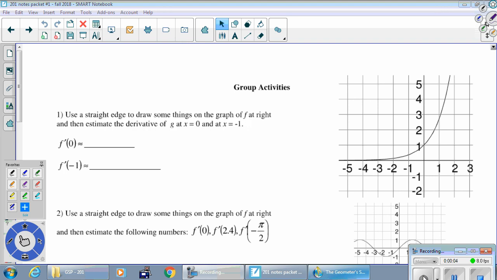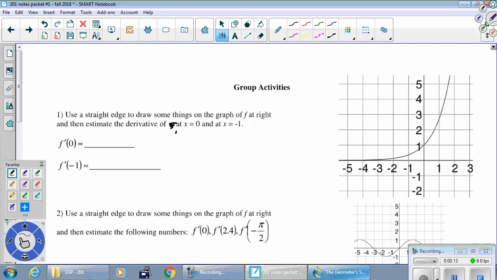Lesson 4 activities. Number 1, use a straight edge to draw some things on the graph of f at right, and then estimate the derivative of, that's a typo, that should say f, at x equals 0 and x equals -1. Okay, so we know that f prime of 0 means the slope of the tangent line at x equals 0. So we put a dot right there at x equals 0, and then we're going to ballpark a tangent line. We're just going to draw a tangent line. Use a straight edge. I'm freehanding it here, but use a straight edge, something like that.